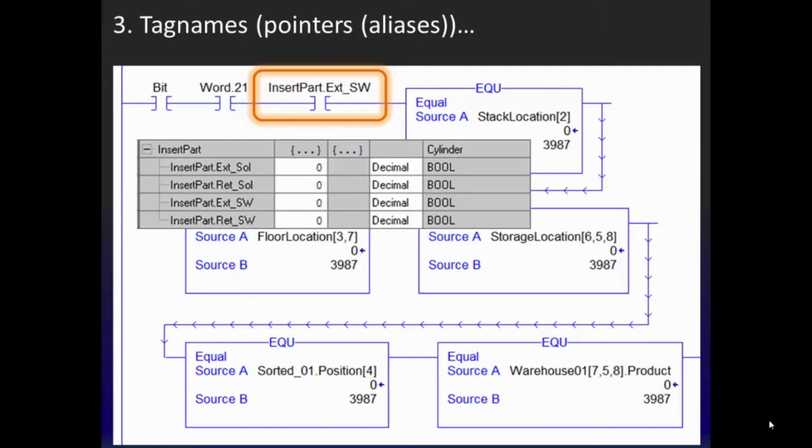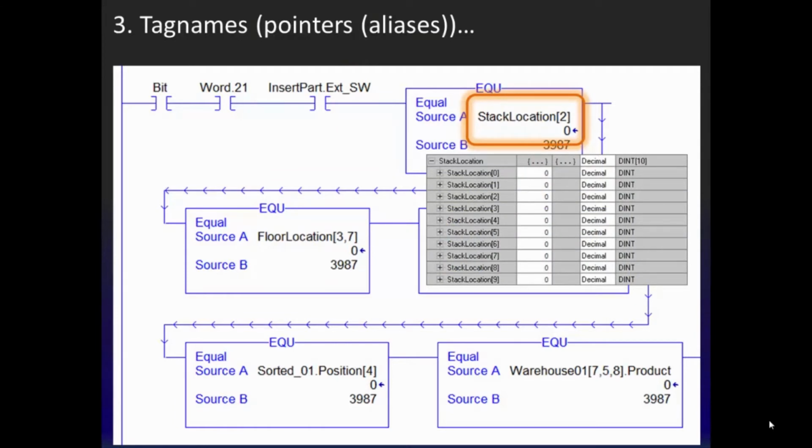And of course the extend and retract solenoid, those would be tags that you would alias to actual outputs that control the dual valve, the double solenoid valve body that controls that cylinder. Extend switch, retract switch would be alias to the proximity switches, the Hall effect switches, whatever the switches are that tell you when the cylinder is fully extended and fully retracted. So this is another type of tag structure. You have members of a data type, so insert part, extend switch.